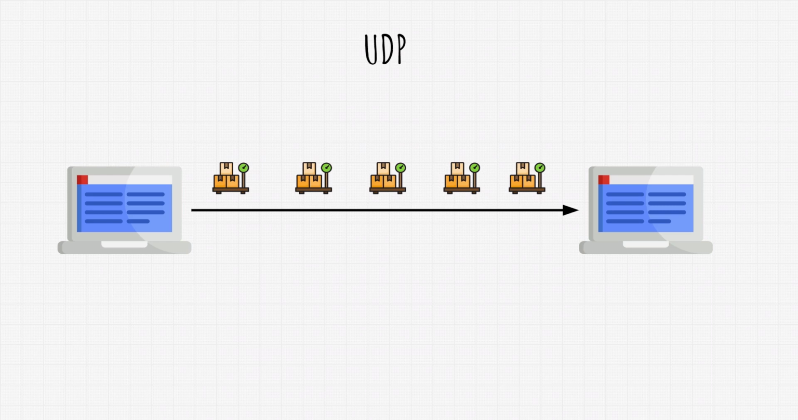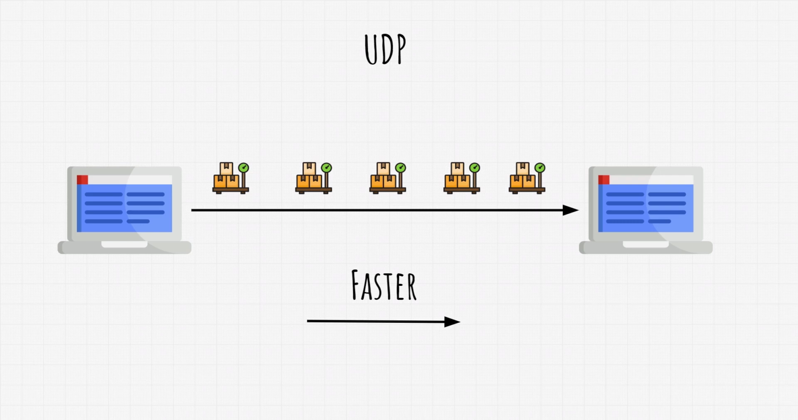UDP, on the other hand, stands for User Datagram Protocol. A datagram is the same thing as a packet of information, and the UDP protocol works similarly to TCP, but it throws all the error checking out. That's why UDP is much faster. It is used when speed is desirable and error correction is not necessary. For example, UDP is frequently used for live broadcasts and online games.